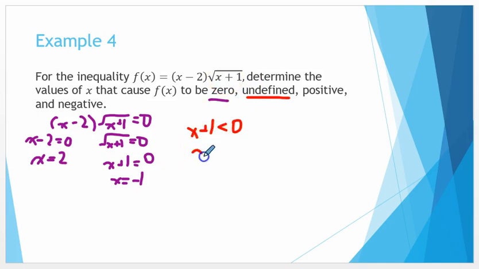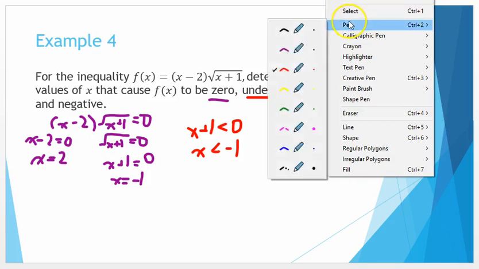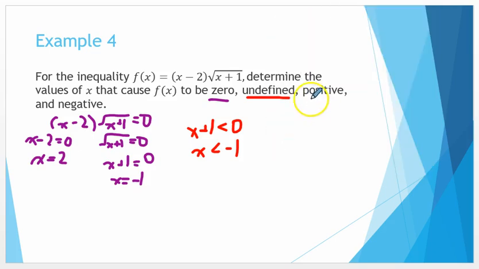So if I solve this, I would find that there's a problem whenever x is less than negative 1. So for everything less than negative 1, those are my undefined values. And then for positive and negative, this is where we make our sign chart again. Now our only solutions on this one were negative 1 and positive 2. So those are the two numbers I have on my sign chart.